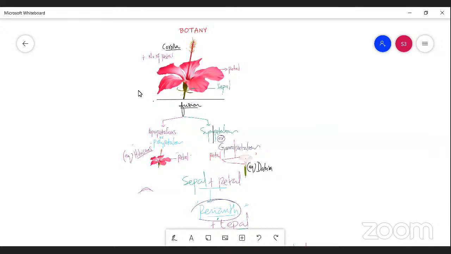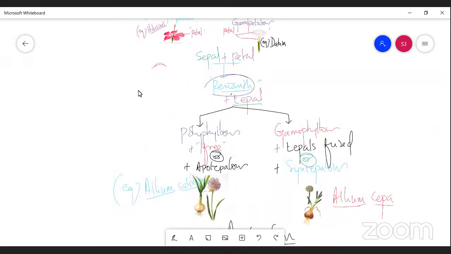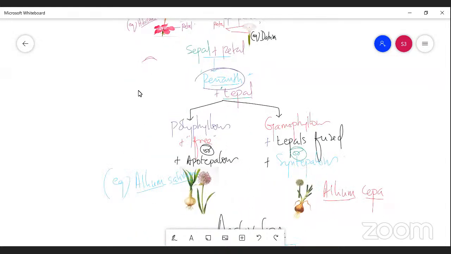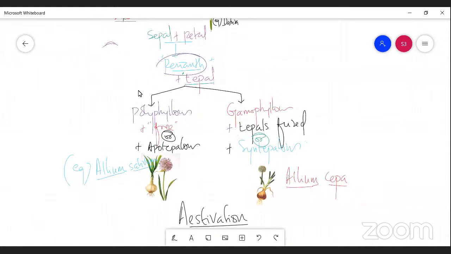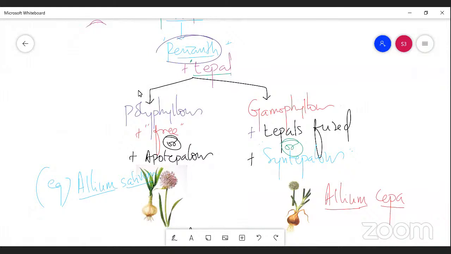Two types. Apopetalous and gamopetalous. Talking about perianth, how many types are there? Two types. What are they? Polyphyllous and gamophyllous.